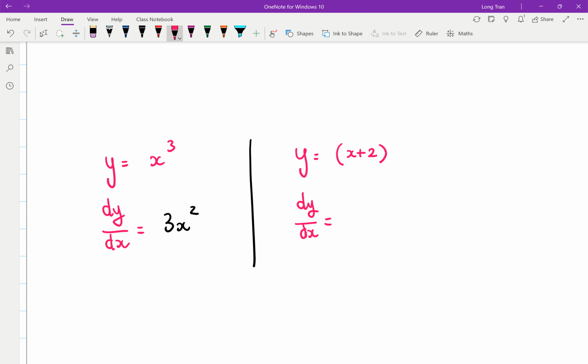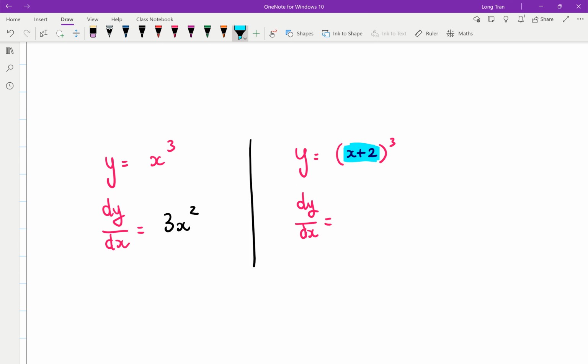So let's change it back to cube. This one we knew how to do. This one we don't know how to do. This one's a bit trickier, right? And the reason why is because of that x plus 2. So what chain rule does is says, well, let's make our life easier. If we didn't have this x plus 2, it would have been sweet.